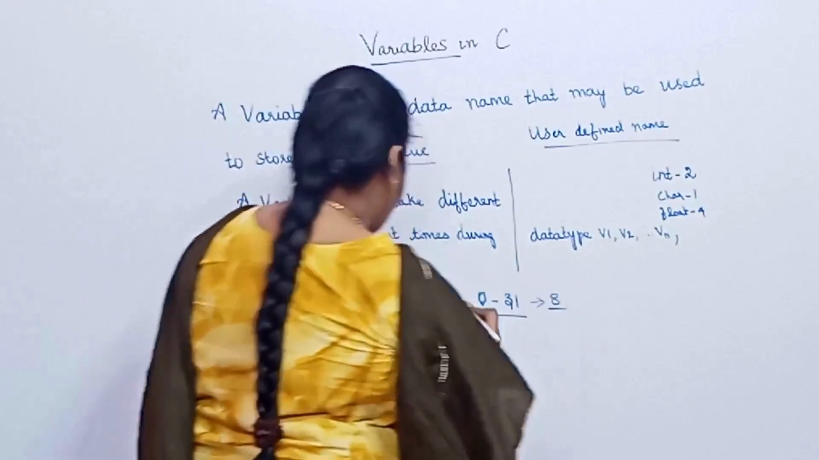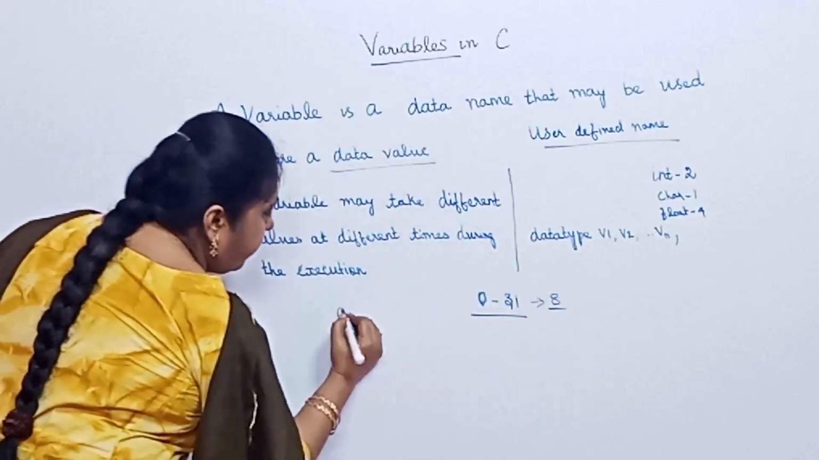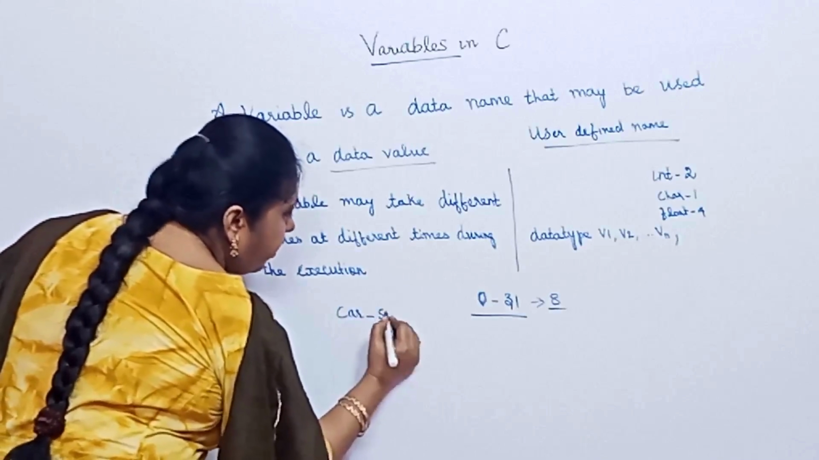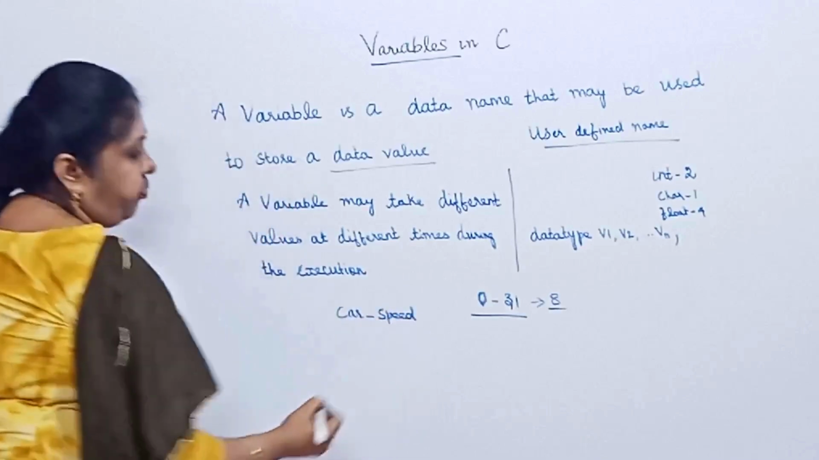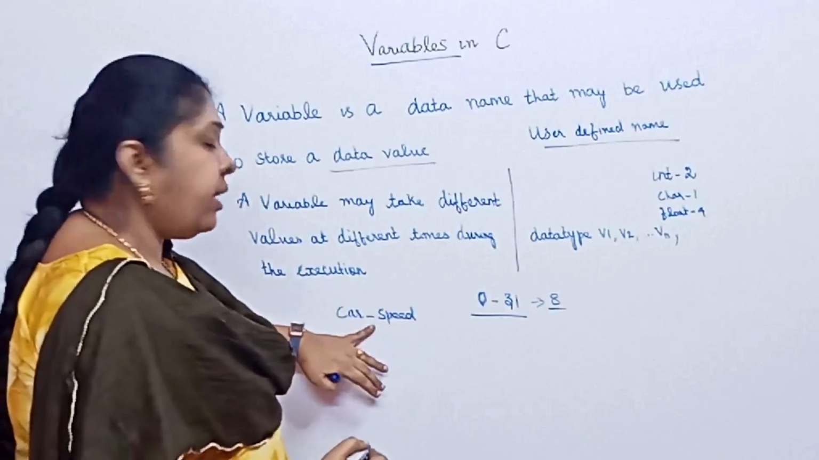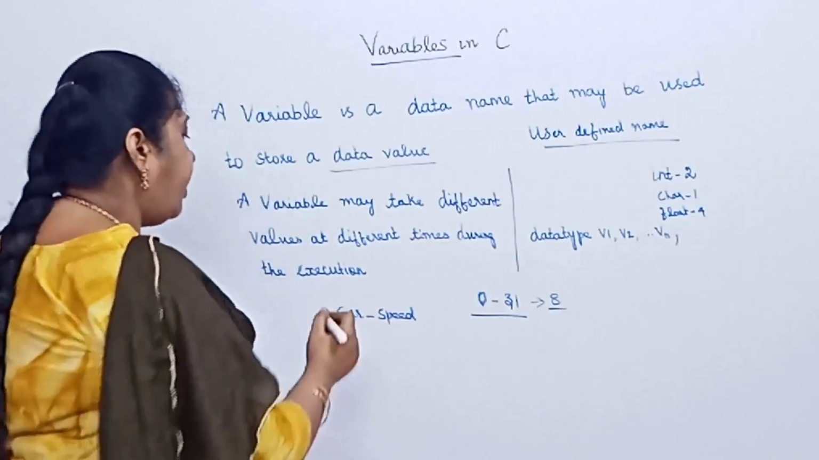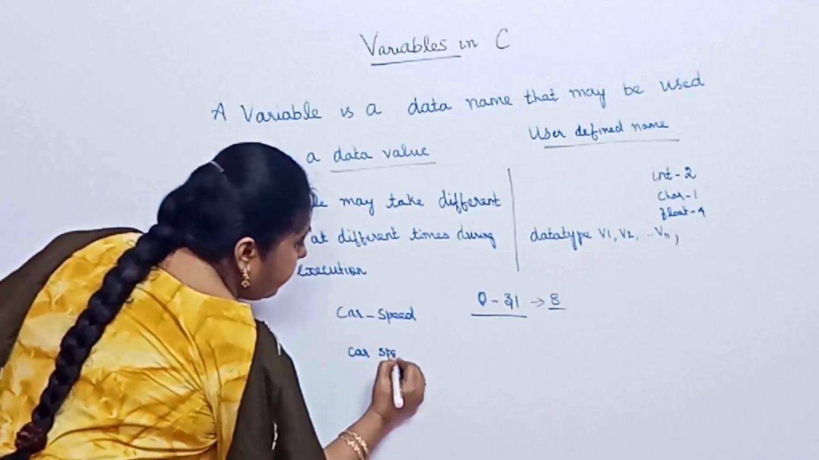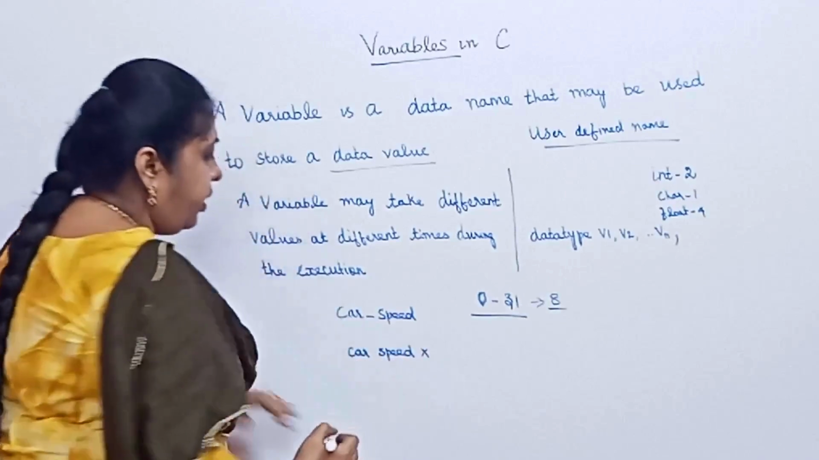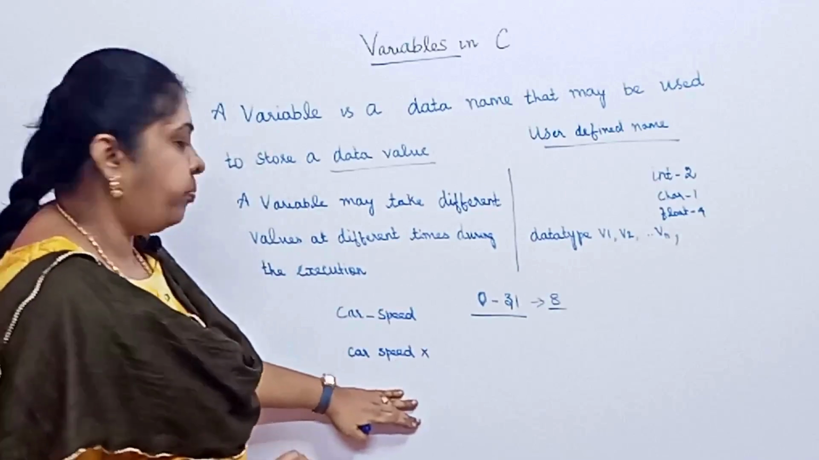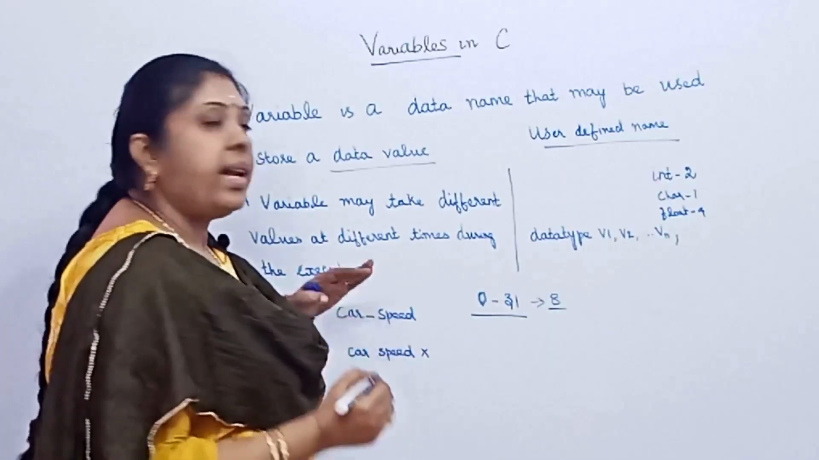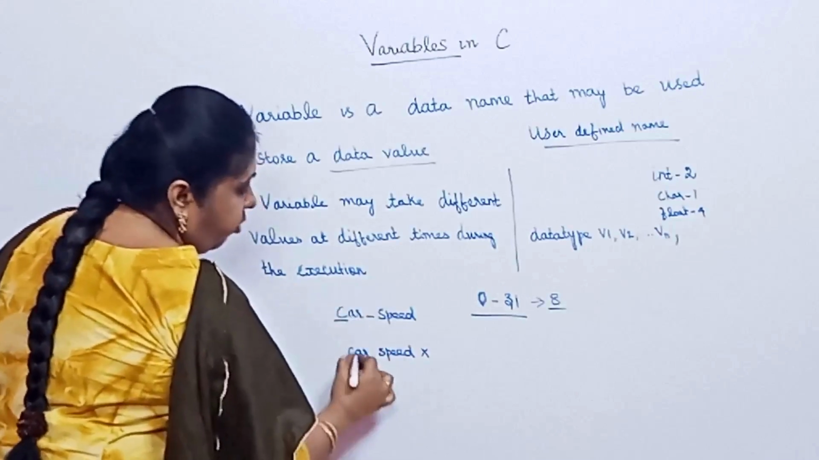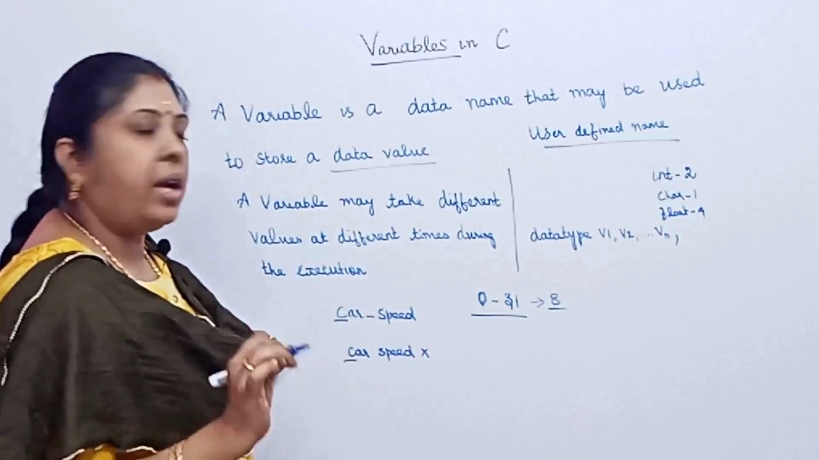For example, we can give car underscore speed as a variable name. Here underscore is allowed. We cannot specify car blank space speed. This is not allowed. And one more thing, among the letters and digits, the first character should always be a letter only. Digits are not allowed as the first character.